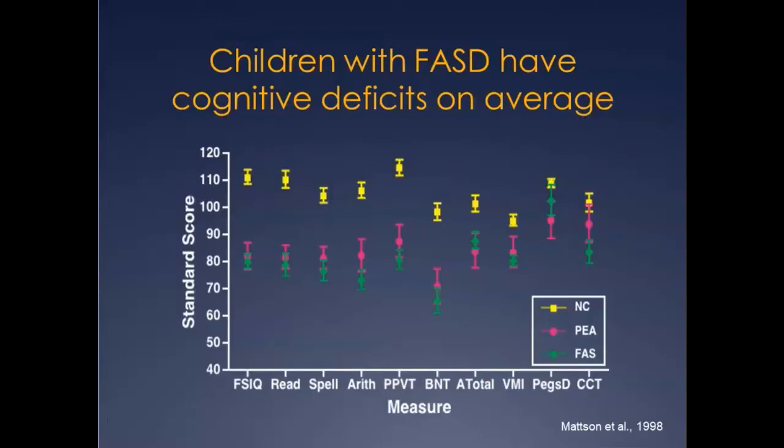What you see, the yellow bars are your typically developing children, and they're generally in the average range. The green bars are the children with full fetal alcohol syndrome, and the pink bars are children with heavy prenatal alcohol exposure, but who do not have the facial features. And what you note is that both alcohol-exposed groups generally perform pretty similarly. So regardless of whether you have the facial features or not, these children are generally functioning quite a bit lower than their typically developing peers, and on average across a wide range.